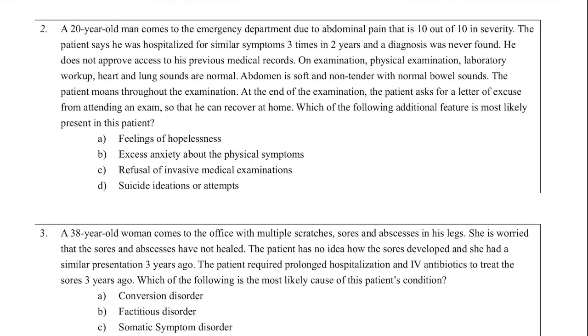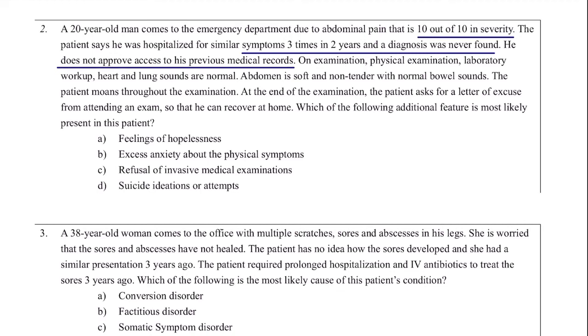Next, we have a 20-year-old man who comes to the ER due to abdominal pain that is 10 out of 10 in severity. The patient says he was hospitalized for similar symptoms 3 times in 2 years and a diagnosis was never found. He does not approve access to his previous medical records.